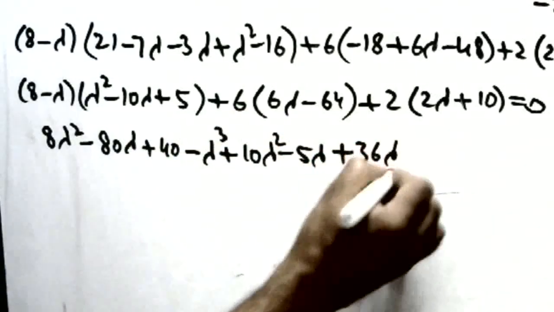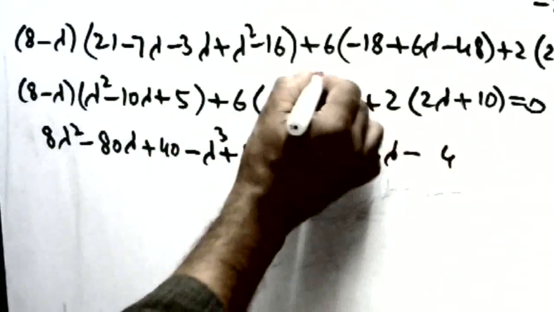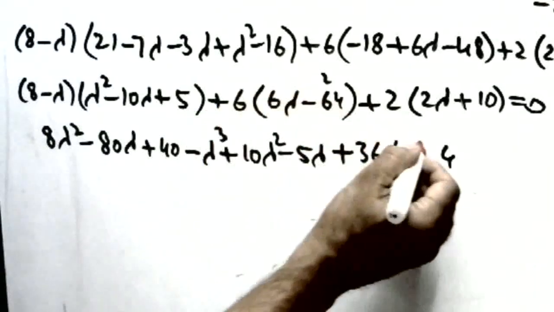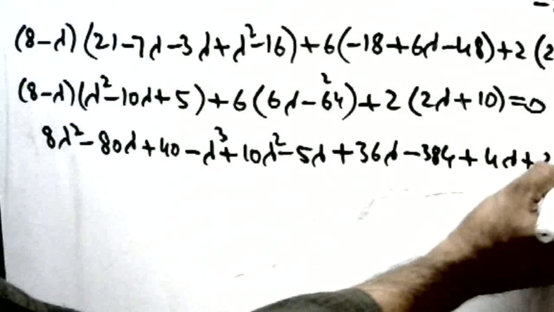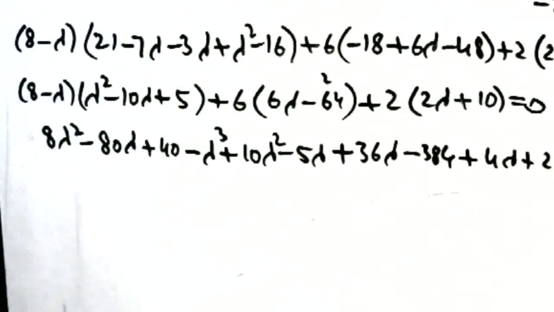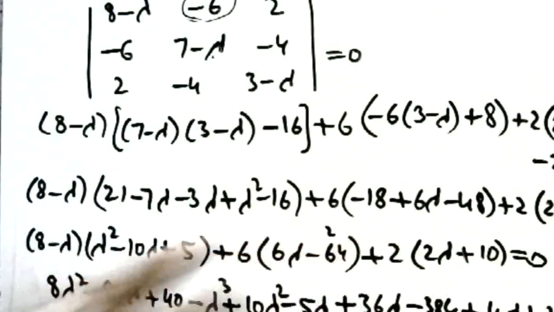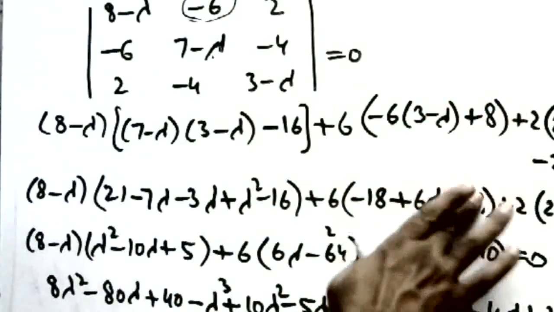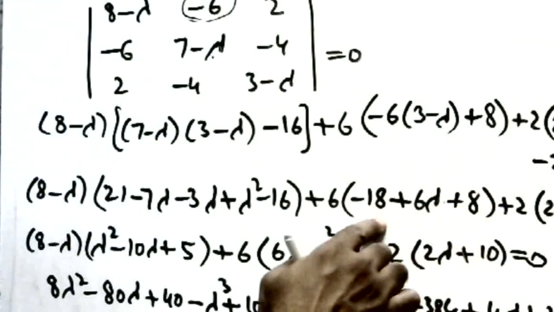Now multiply here, plus 6, 6 36 lambda, plus into minus, minus 6 4 24, carry 2, 6 6 36, 37, 38. Now here 2 2 4 lambda plus 20 equals to 0. Here as we see, we did a little mistake here. Here we are having plus 8, plus 8. So minus 18 plus 6 lambda, this is plus 8, plus 8. Let me change this one.